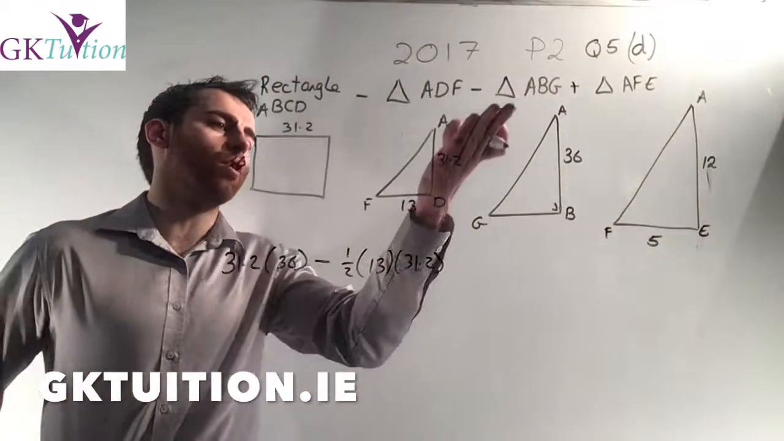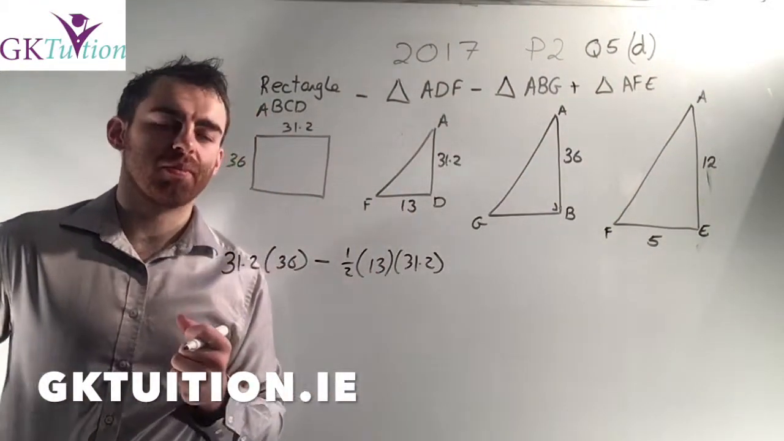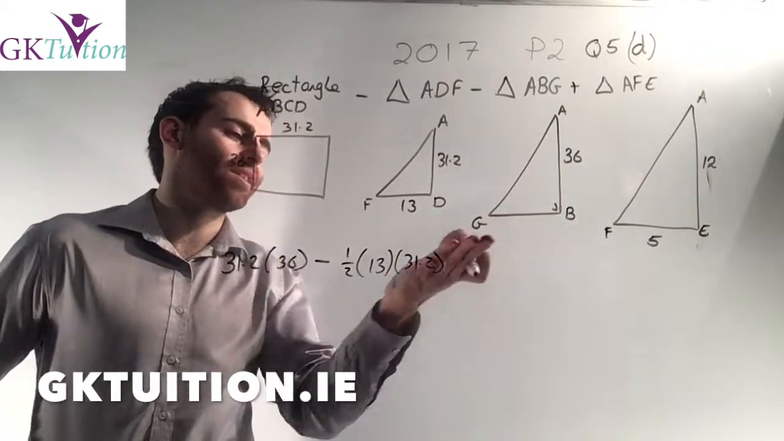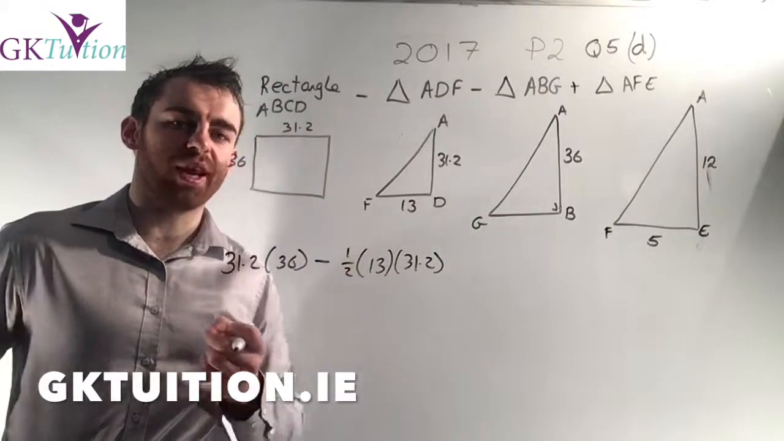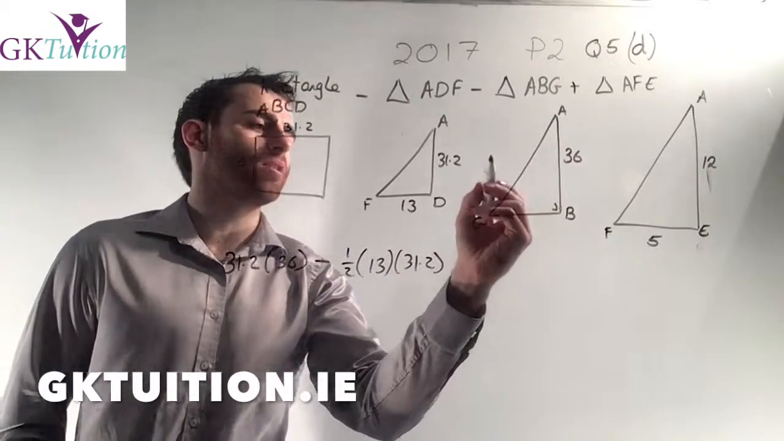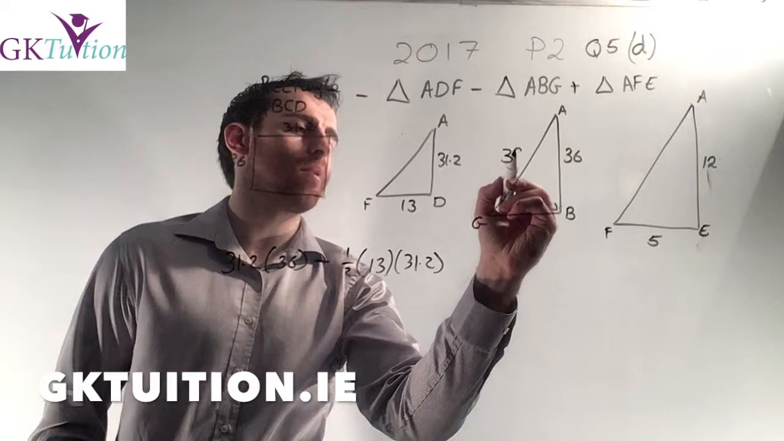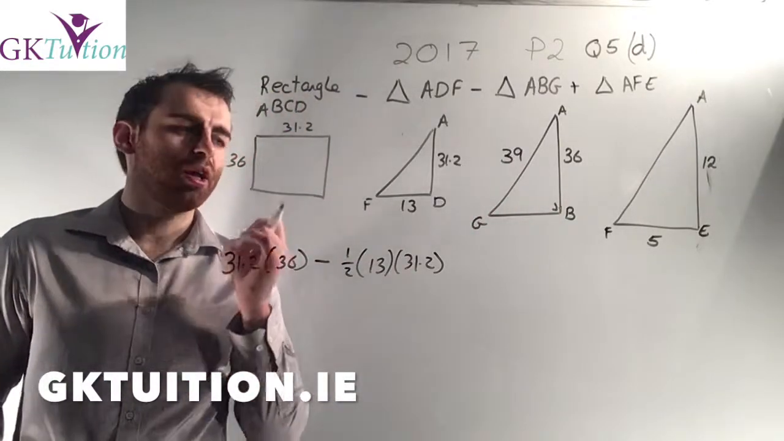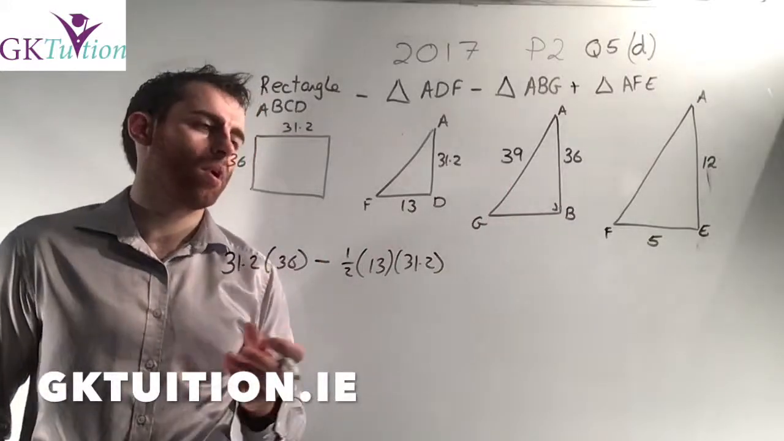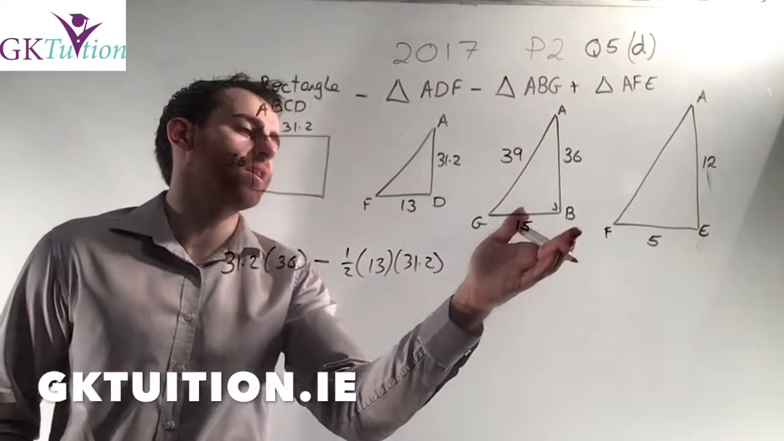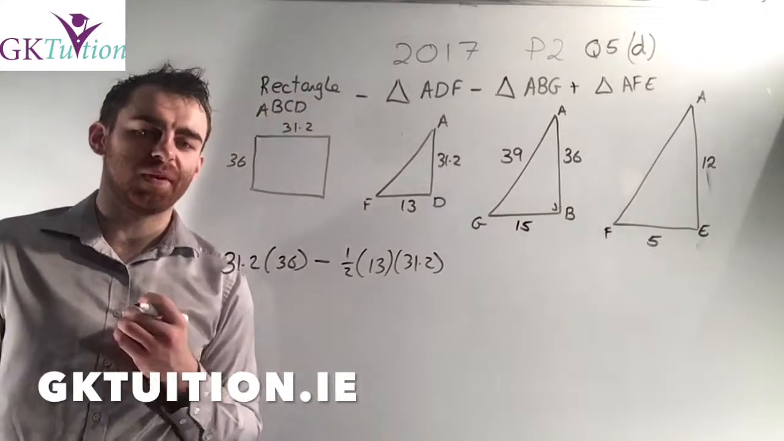I also need to subtract the triangle ABG. But the issue here is that I don't actually know what the distance BG is yet. We haven't actually worked it out. If you look at the triangle ABG, you worked out that AB is 36, and from the diagram, AG is 39. If you know 2 sides in a right angle triangle, you can use Pythagoras to find the other one. If you use Pythagoras Theorem in this case, you're going to get 15. The side BG is equal to 15.